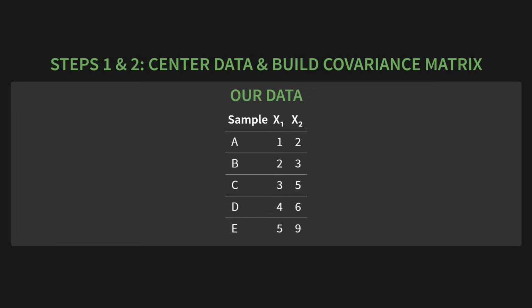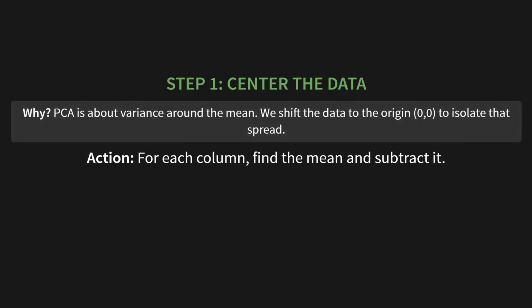Let's begin. Steps 1 and 2, center the data and build the covariance matrix. Here's our data, simple and clear. 5 samples, 2 features, x1 and x2. So, step 1, center the data. Why do we do this? Well, PCA is all about variance around the mean. So we shift the data to the origin, to 0, 0, to isolate that spread. The action is simple. For each column, we find the mean and subtract it.